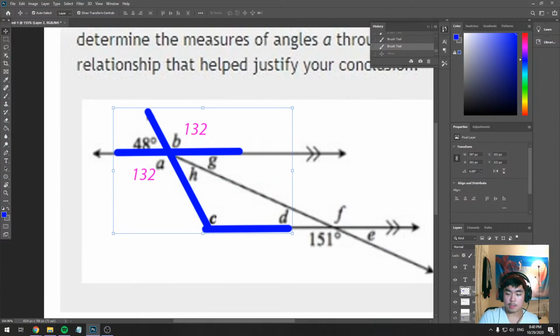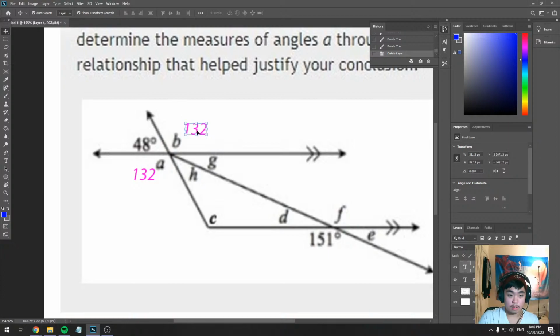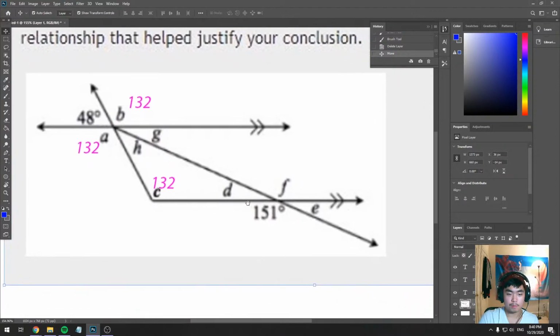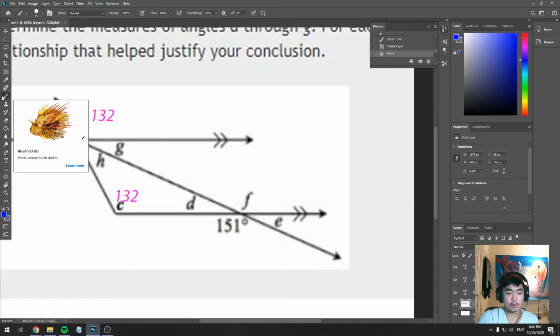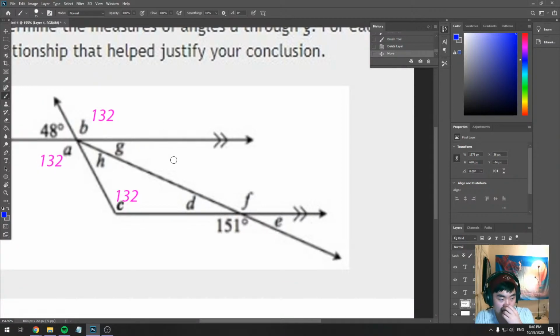So what that means is angle C is also 132. Alright? So far we've been using supplemental and parallel lines. What about D?